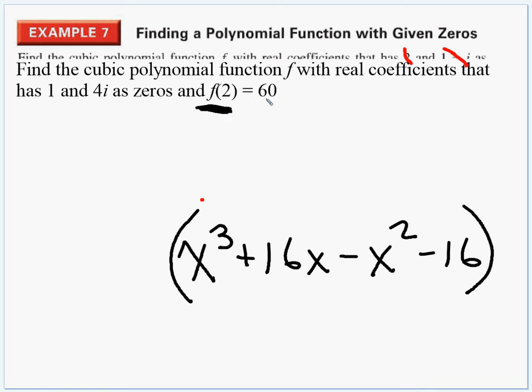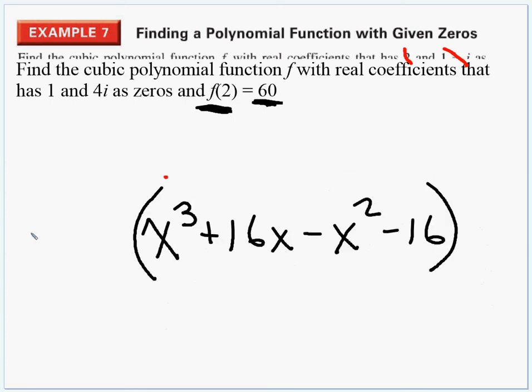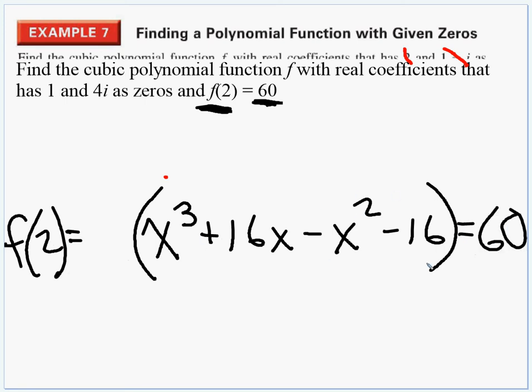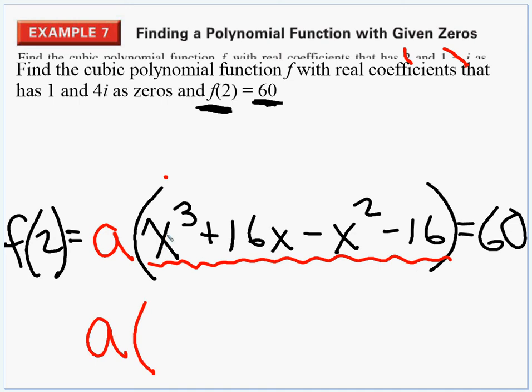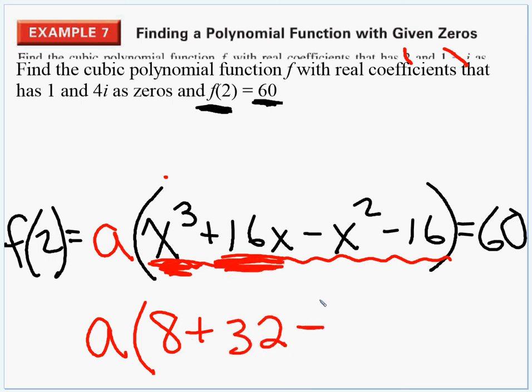F of 2 is 60. So if we put a 2 through this, f of 2, out should pop a 60. But remember, there might be some unknown a here. This might be like a 2x cubed or a 3x cubed. We don't know. And we have to treat that as a group. So let's plug in a 2 for all those x's. So that'll be a times 2 to the third, that's an 8, plus 2 times 16 is 32, minus 2 squared is 4, and then we got a minus 16 equals 60.